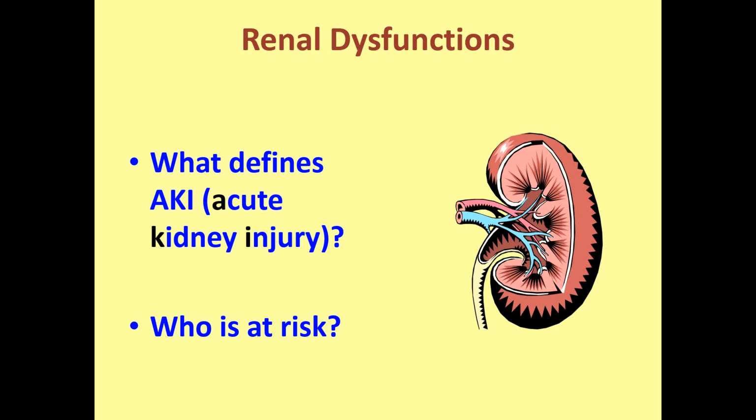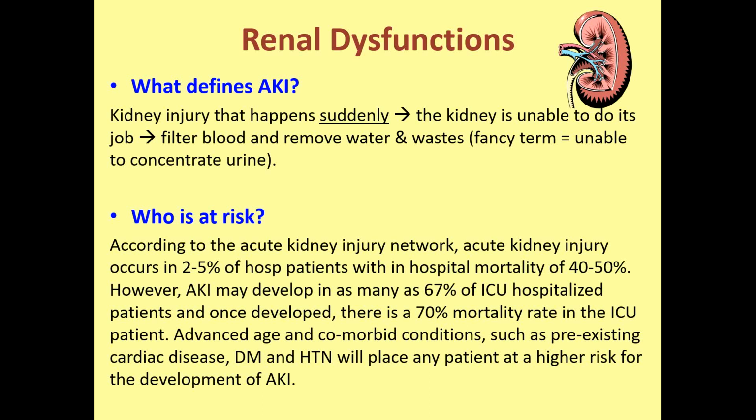So there's two types of renal dysfunctions. One is acute and one is chronic. So we're going to talk first about acute kidney injury and what defines that. Who's at risk? So acute kidney injury means, just like what always acute means, something that happens suddenly. So a kidney dysfunction or injury that happens suddenly and the kidney's not able to do its job, which is to filter the blood, remove the waste and water.